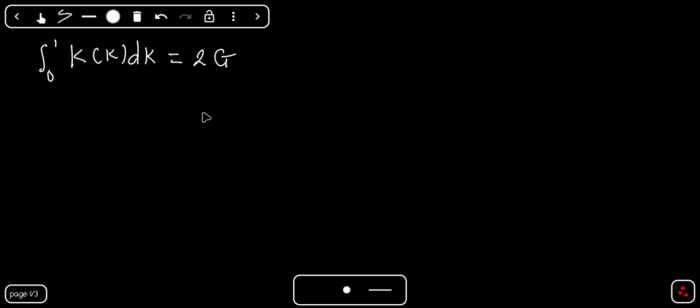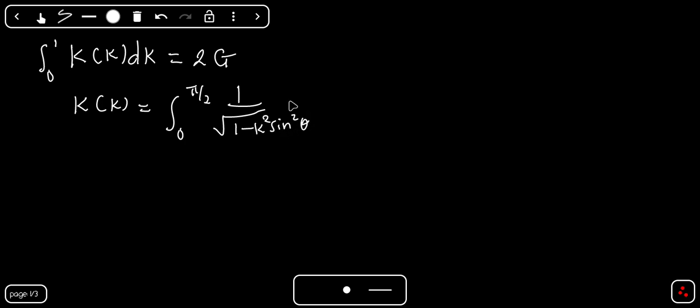Let me quickly remind us of the integral representation of the complete elliptic integral of the first kind. We know that K(k) is equal to the integral from 0 to pi over 2 of 1 over the square root of 1 minus k squared sine squared theta, d theta.